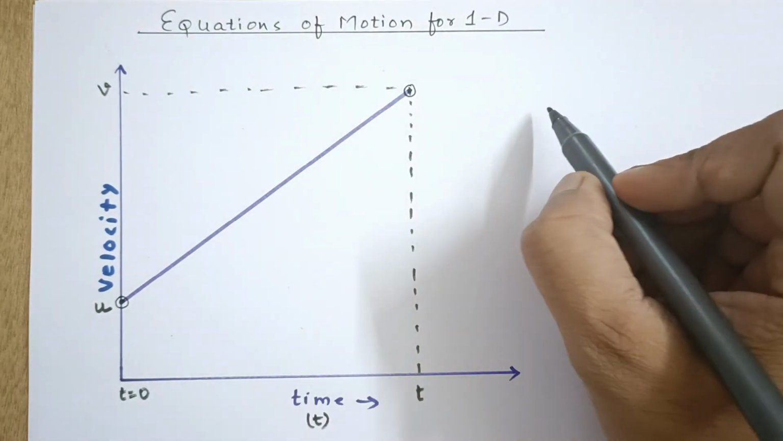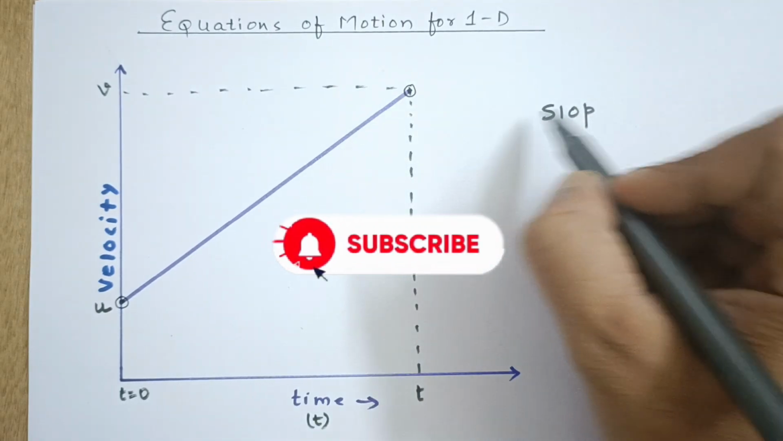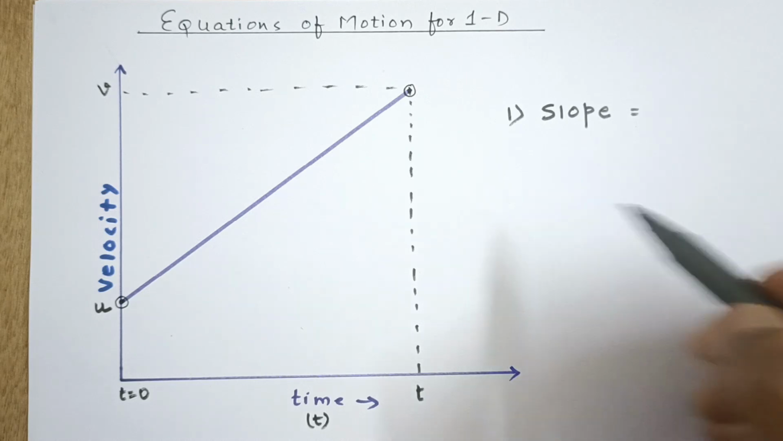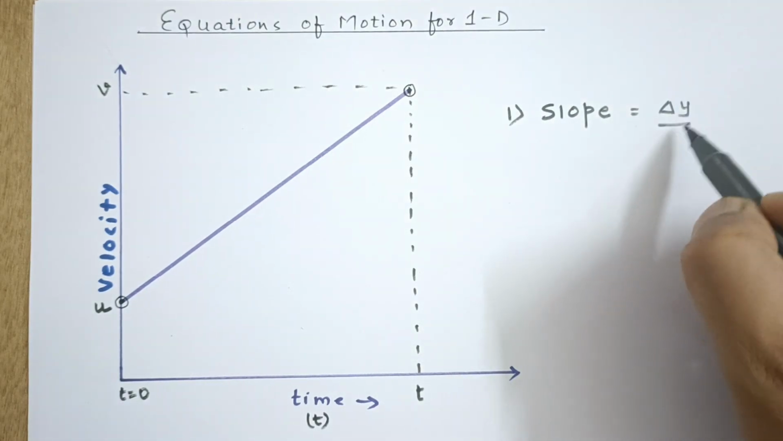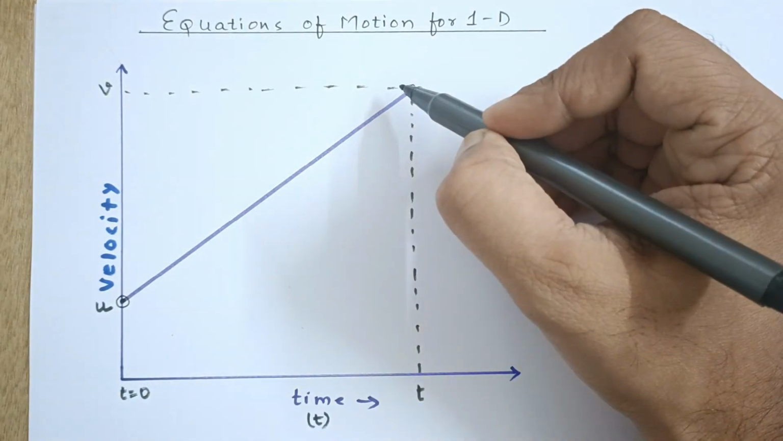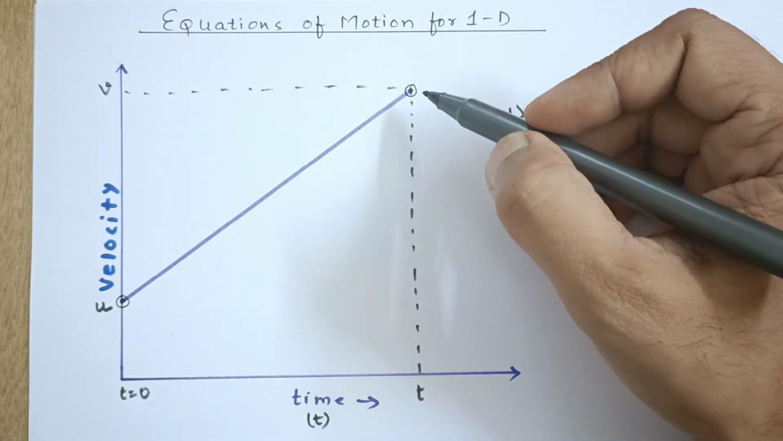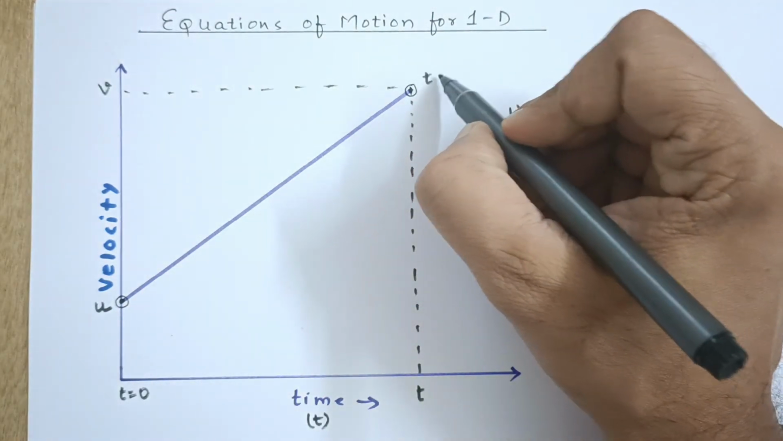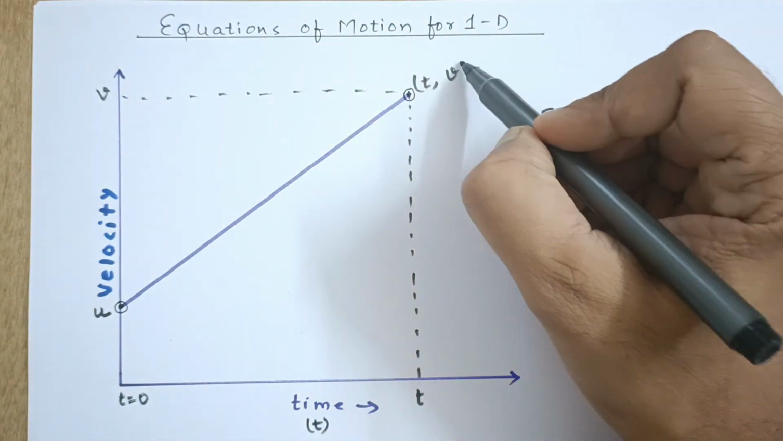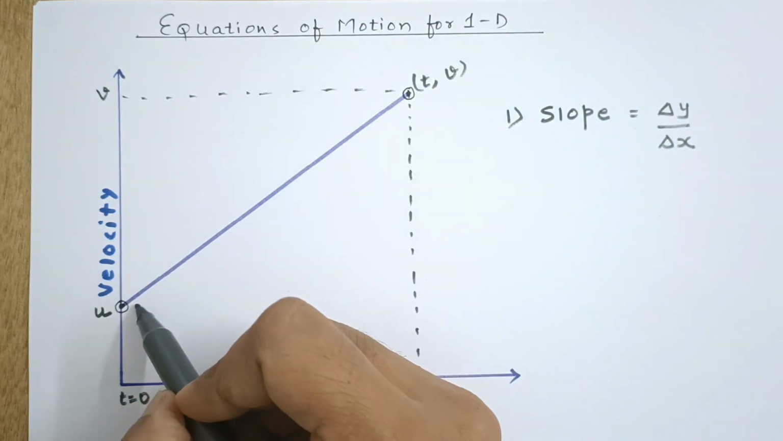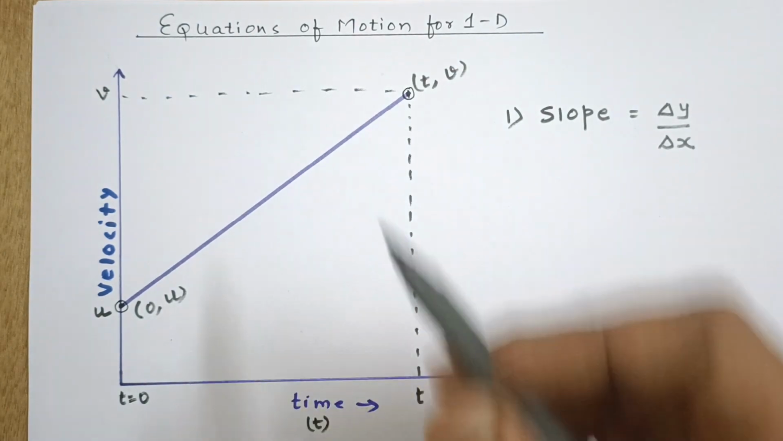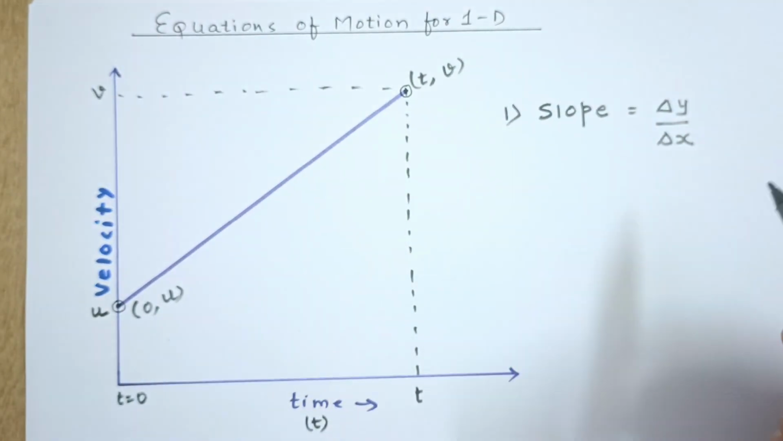Alright, now the first thing that I'm going to do is find the slope. We are going to derive the first equation of motion. Slope is basically change in y-axis by change in x-axis. So to find the slope, we require 2 points, one is this point and the other is this point. We do know the coordinates, x-axis first. So t and v are the coordinates for this one, and for this particular one, the x coordinate is 0 and the y coordinate is u. So since you know the coordinates, you can find out the slope.